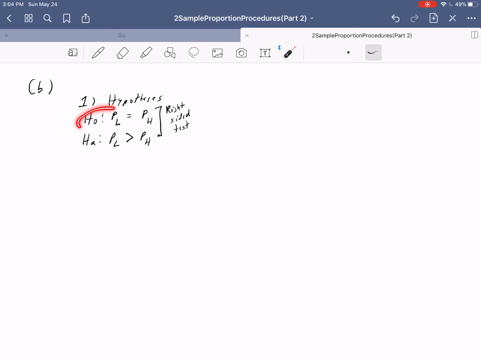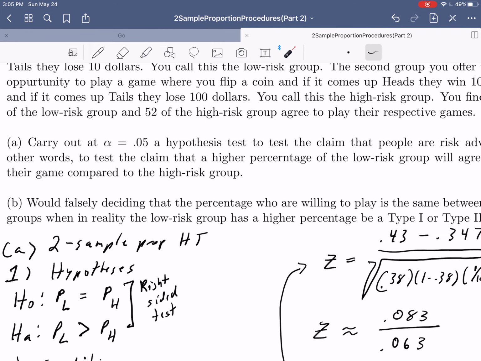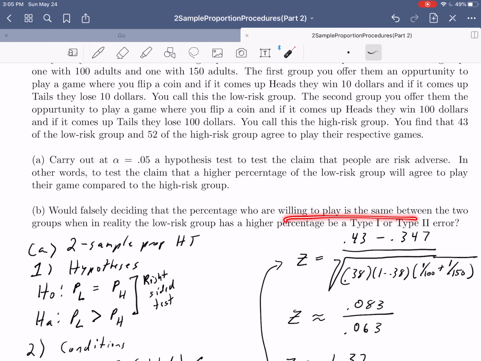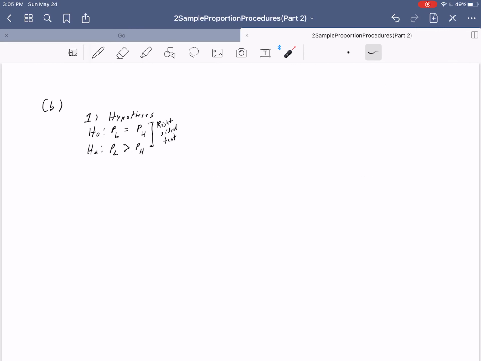We were saying that the null was that the two percentages would be equal. The alternate was that the low-risk group would be higher. So let's read this error again. We're saying we're falsely deciding that the percentage who are willing to play is the same between the two groups, when in reality the low-risk group has a higher percentage. Would that be a type 1 or type 2? So how would we end up deciding that the percentages are the same? Well, that's if we failed to reject that H0.